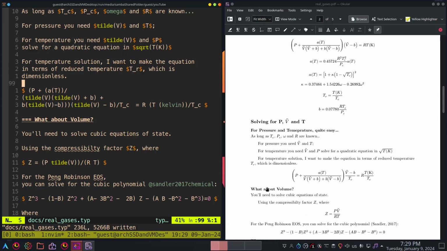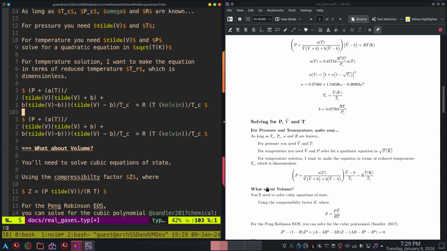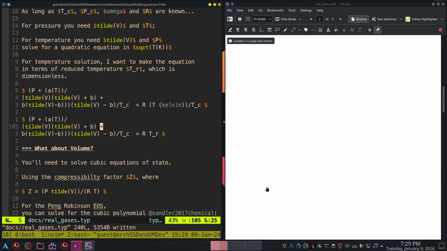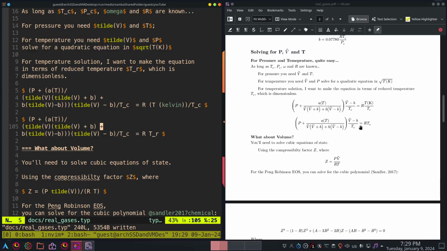So this is what we can do. We divide throughout by TC, and T here, let's replace this with TR. On the right hand side now everything's dimensionless. And let me move R to the bottom, so I divide both sides by R.